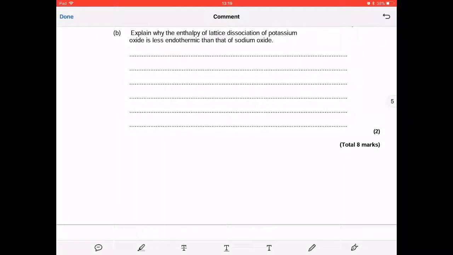Next question is a comparative question between the enthalpy of potassium oxide and sodium oxide. So the first thing to note is that the formula of potassium oxide is K2O from the question above, and the formula of sodium oxide will be Na2O. So the only difference between those two ionic compounds is that the group 1 metal, sodium and potassium, is the difference between the two. The oxide effectively does not matter. So it's basically comparing the two properties of sodium and potassium.